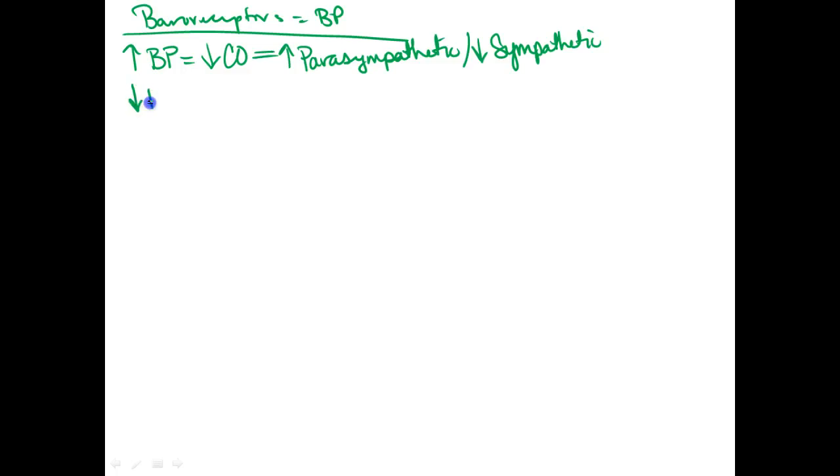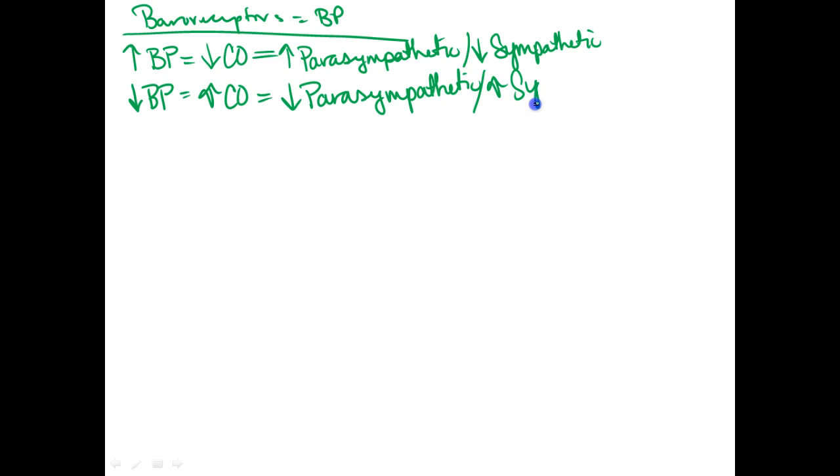Now, if blood pressure is too low, then we need to increase cardiac output in order to increase blood pressure. We do this by decreasing parasympathetic, but increasing sympathetic. And from here on out, I'm simply going to use S with a circle and P with a circle so I don't have to keep writing this out. Okay.